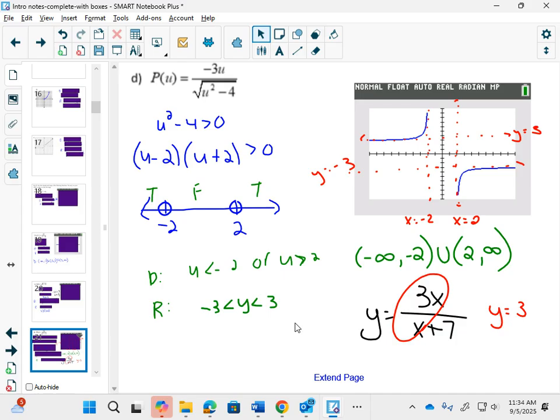But that explains why our range is not this. Our range goes from, we could write it like this, y is less than negative 3 or y is bigger than.